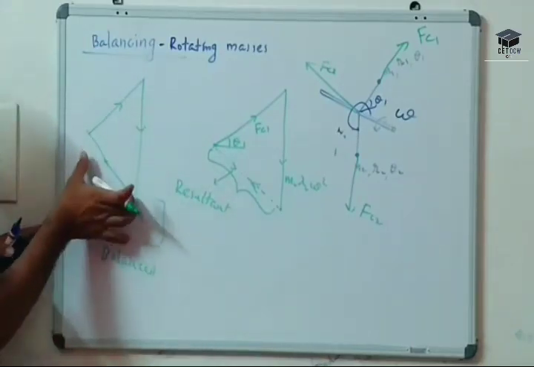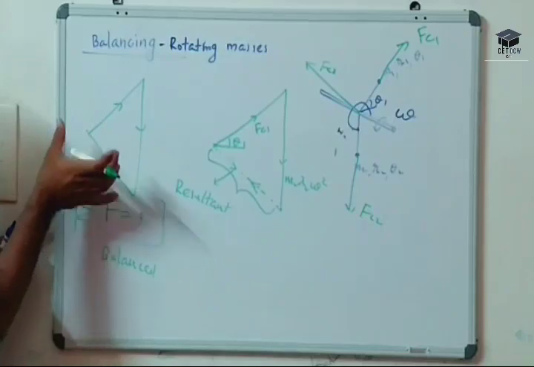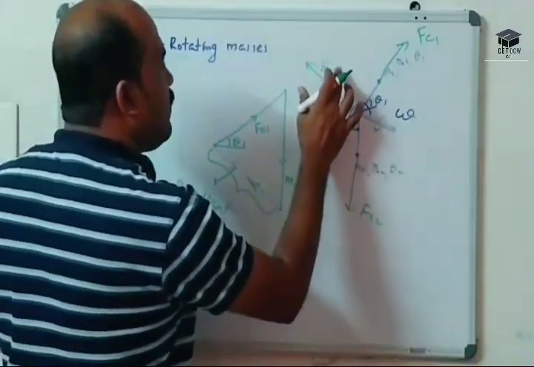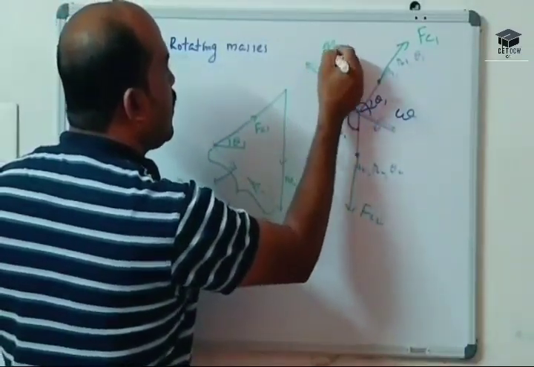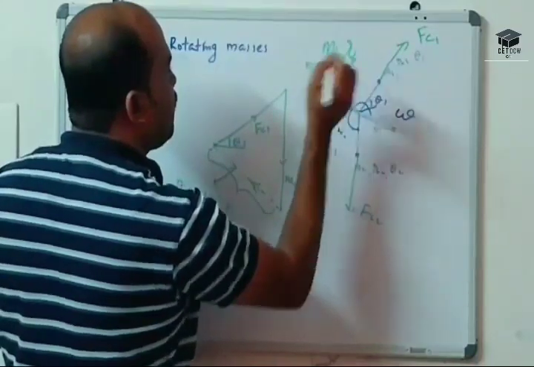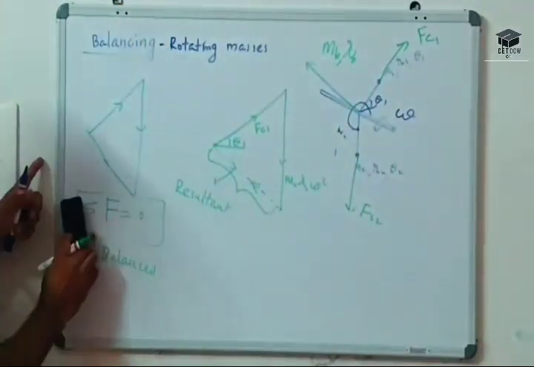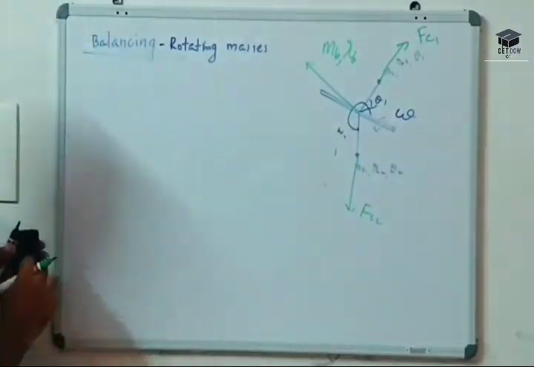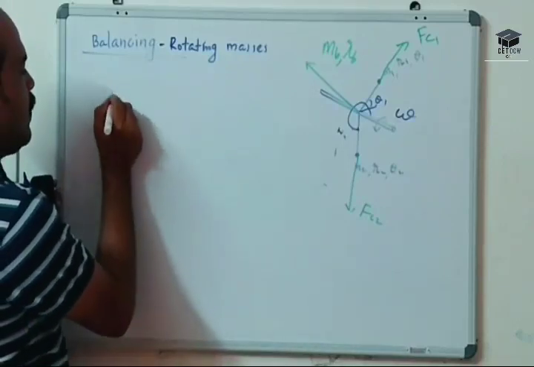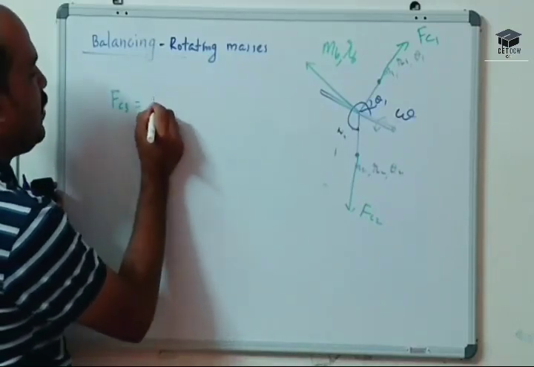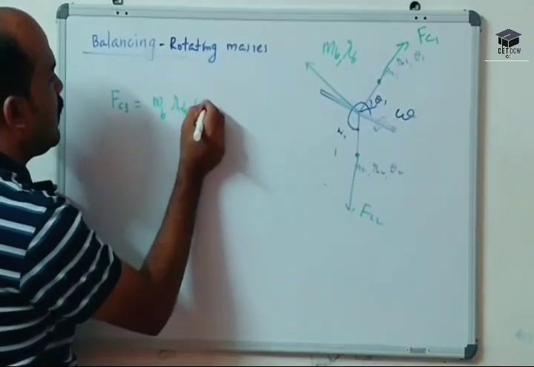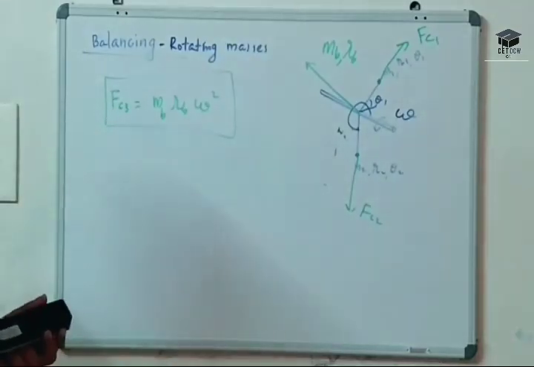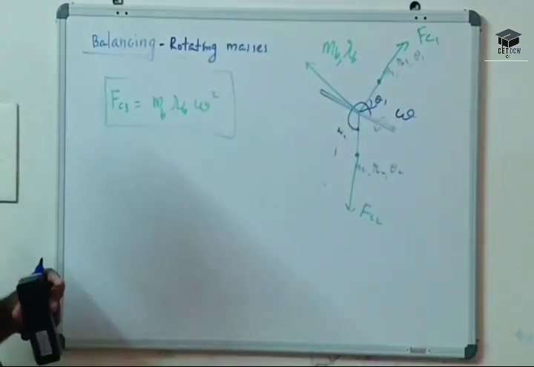Okay. So this vector represents the force due to this balancing mass, and we may represent this as mB, and suppose the radius is rB. So this is how we balance the centrifugal force. So this Fc3 should be equal to mB rB omega square. Okay, this is about single-plane balancing.